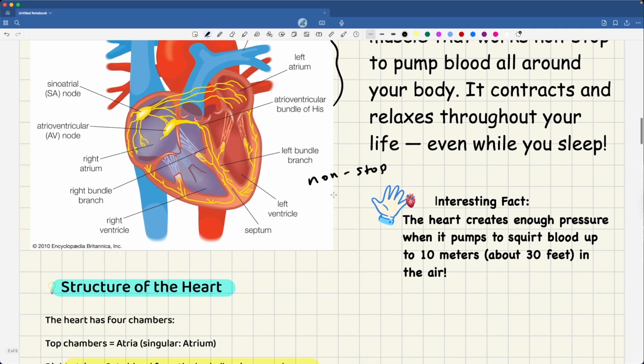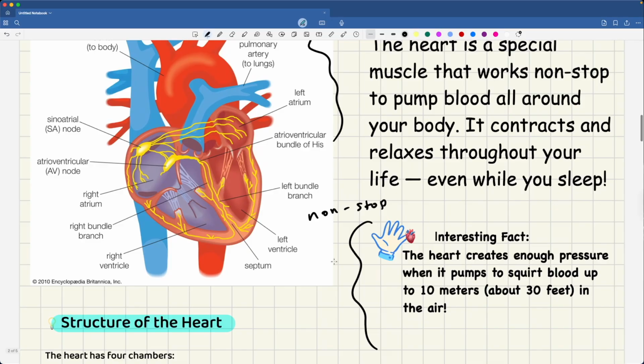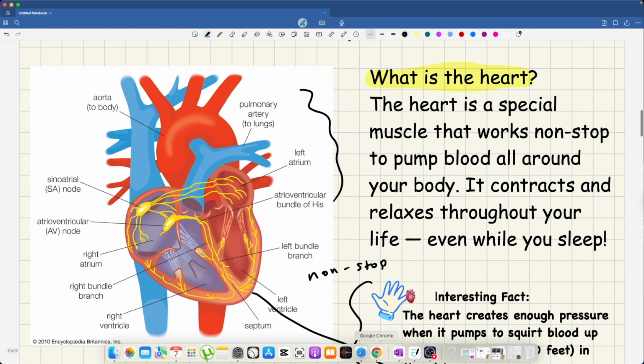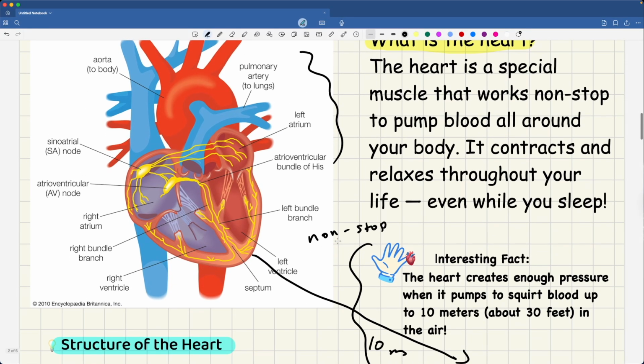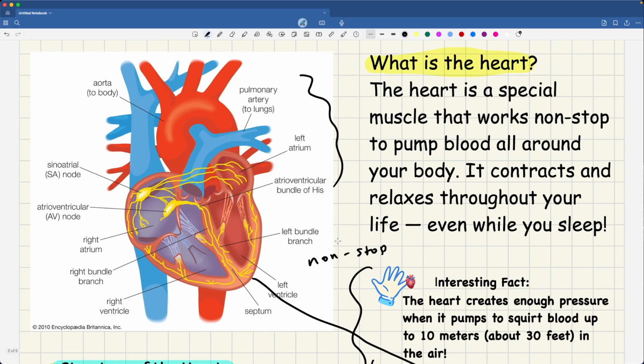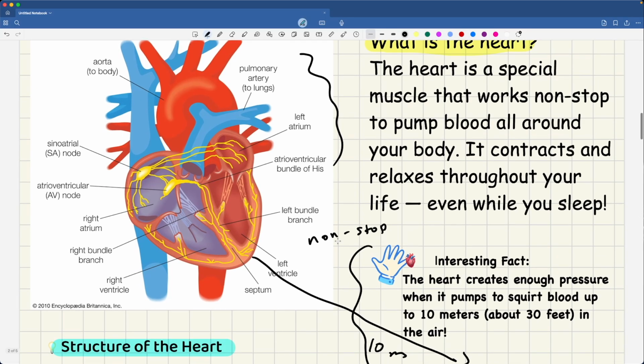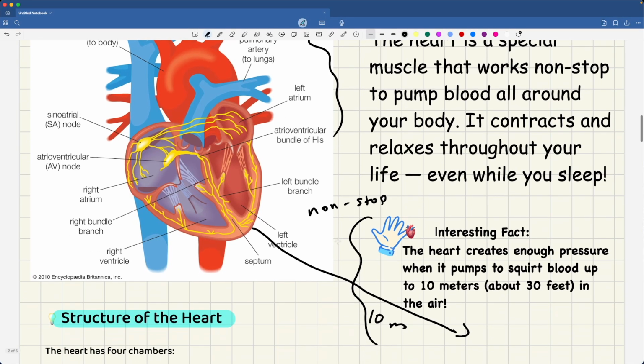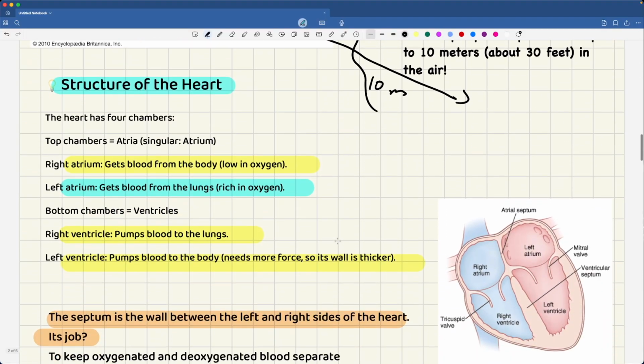But do you know one interesting fact? Heart can generate enough pressure to excrete blood at a distance of 10 meters. Can you believe that? 10 meters from this small structure. Heart is the size of your fist actually. Take your hand and see your fist. The heart is exactly this small and it can excrete blood at a distance of 30 feet or 10 meters. This is impressive, honestly speaking.